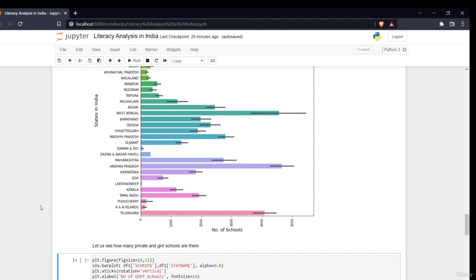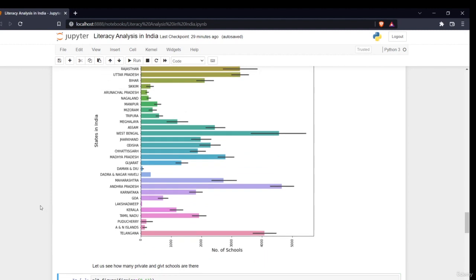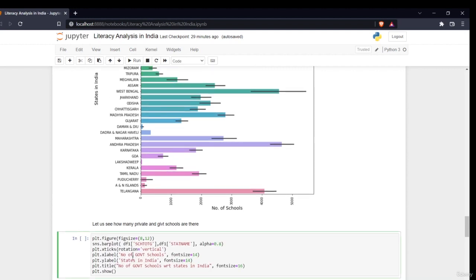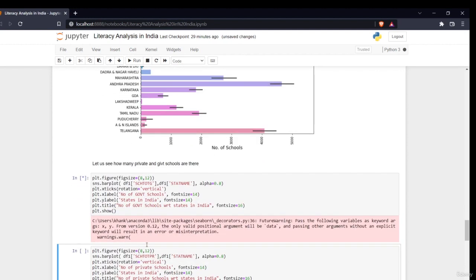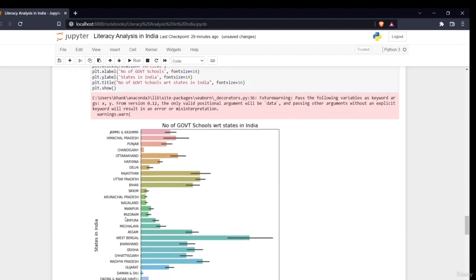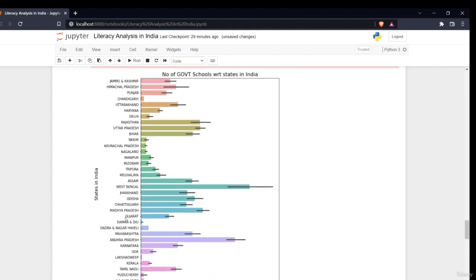But in these schools, let us see which schools are private and which are government schools. So in this I have a column called HCSTOTG, which is total government schools. I'll just draw a bar plot, and now we can see what work has been done by the government.